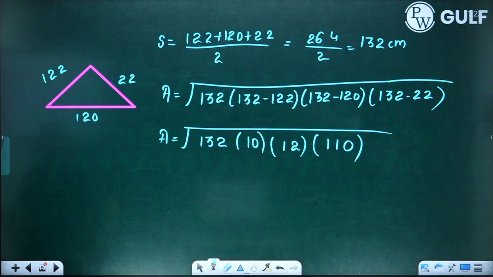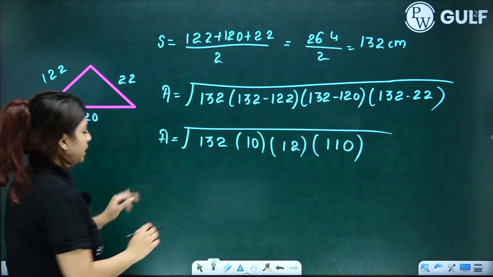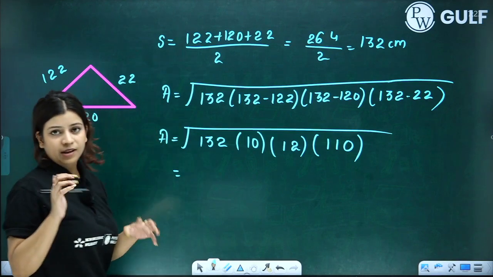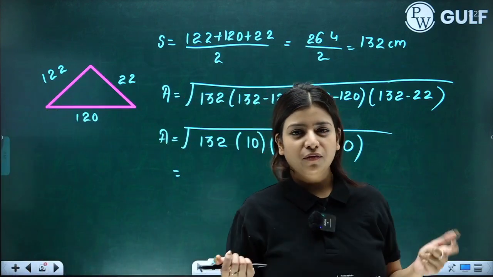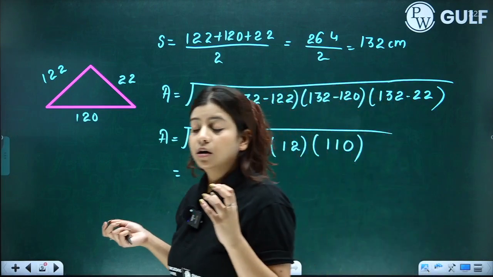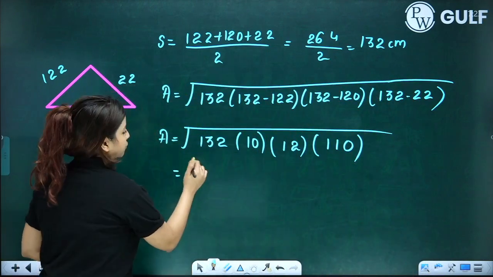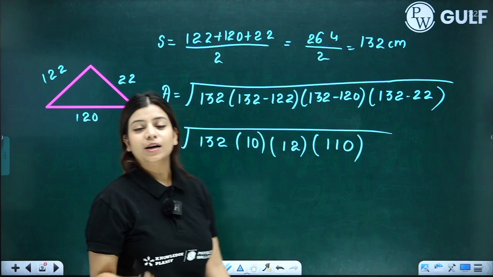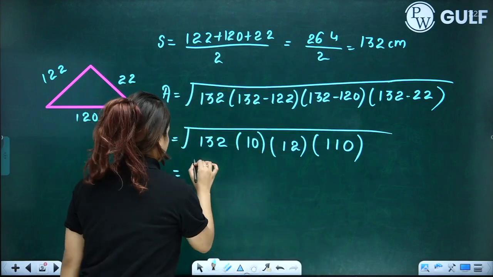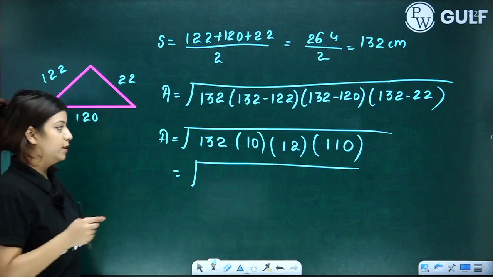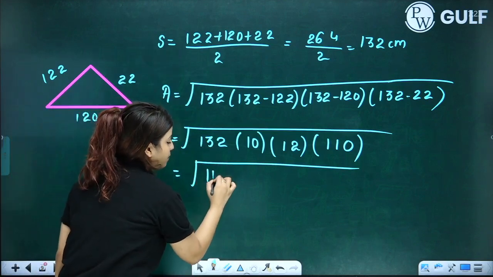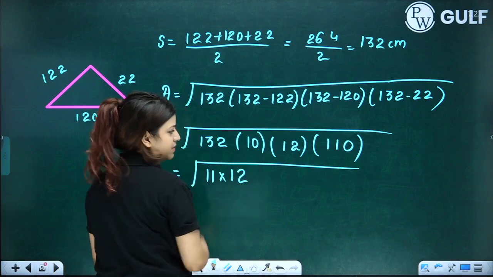Now the next thing is that over here we have to calculate the area. Let us see how we can split it. 132 can be written as 11 into 12, because 11 into 11 is 121, and then add 11 to it, so 11 into 12. So 132 can be factorized as 11 into 12.